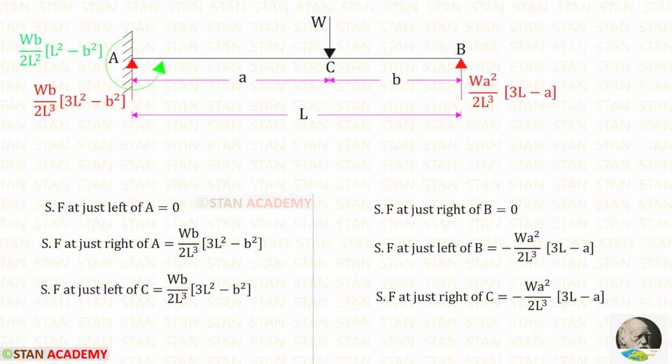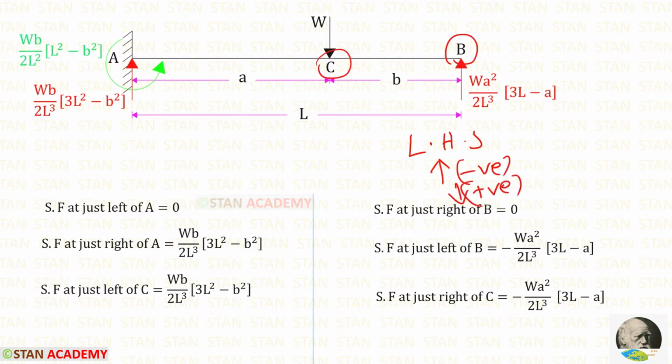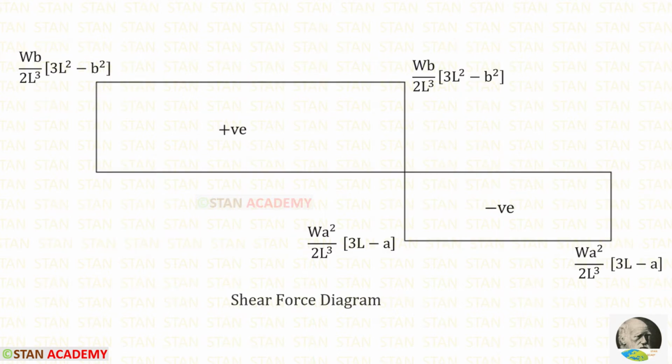Now we are going to draw the shear force diagram. From the point A up to the point C, we can use the right hand side rule. Upwards will be positive and downwards will be negative. From the point B up to the point C, we can use the left hand side rule. Upwards will be negative and downwards will be positive. So we can easily find the shear force values. Here you can see the shear force diagram.